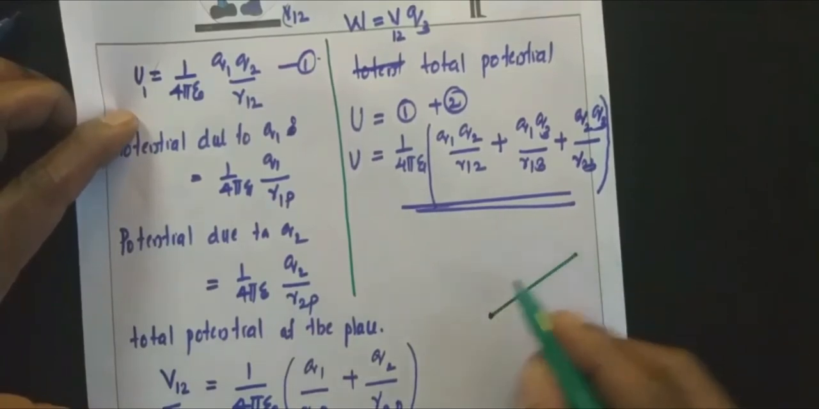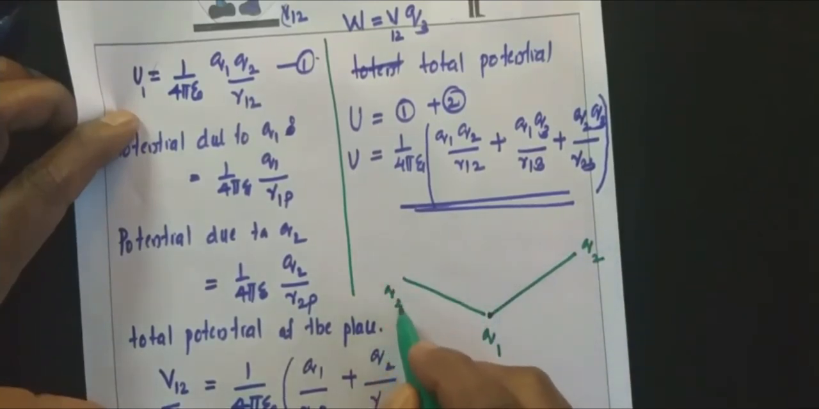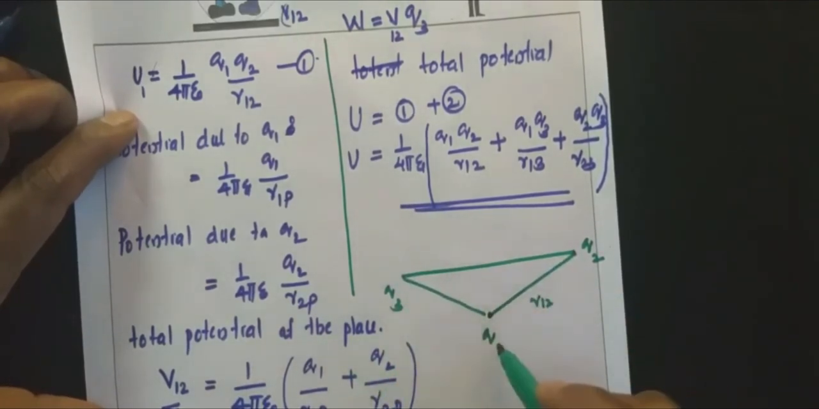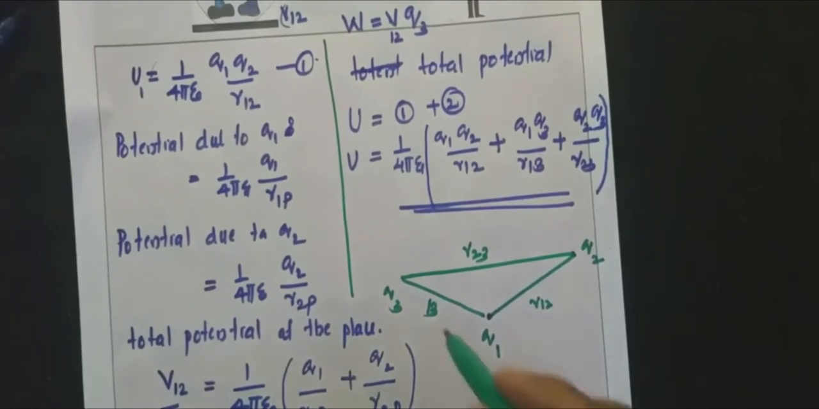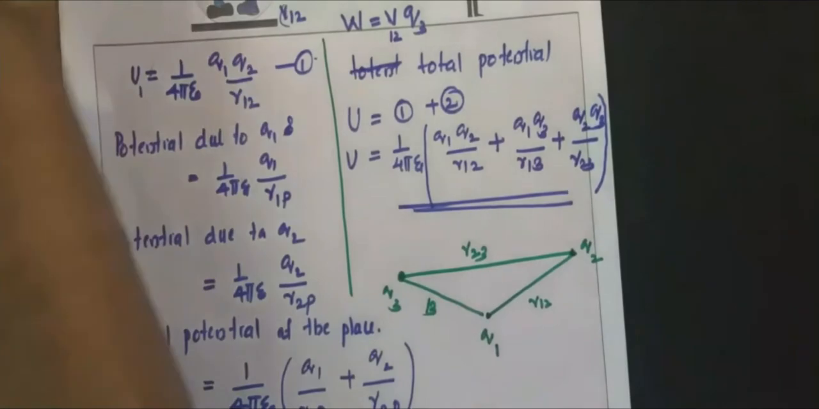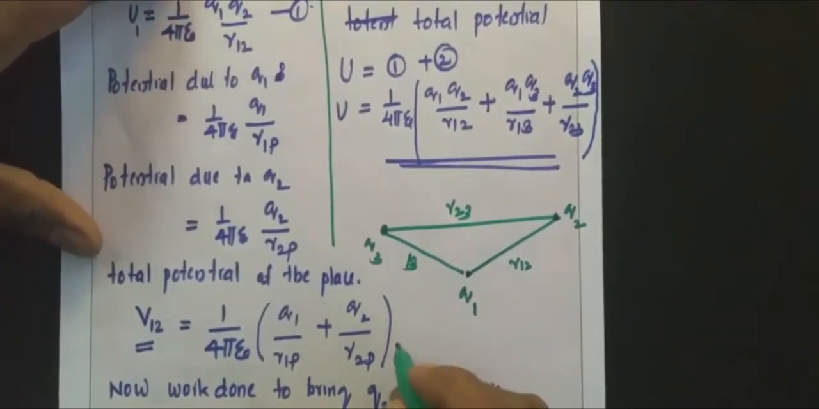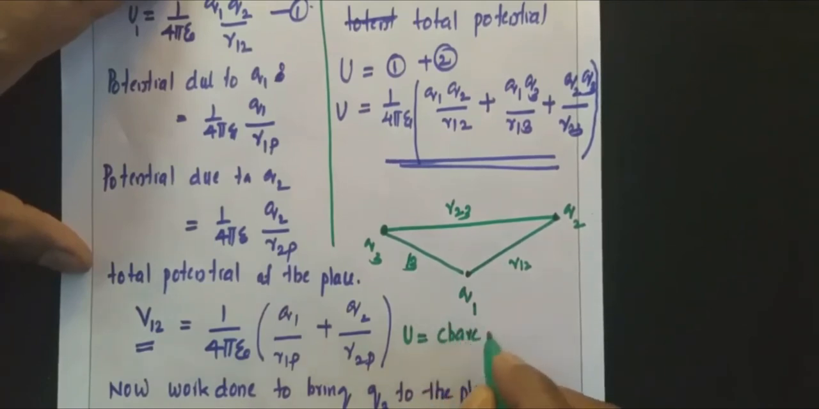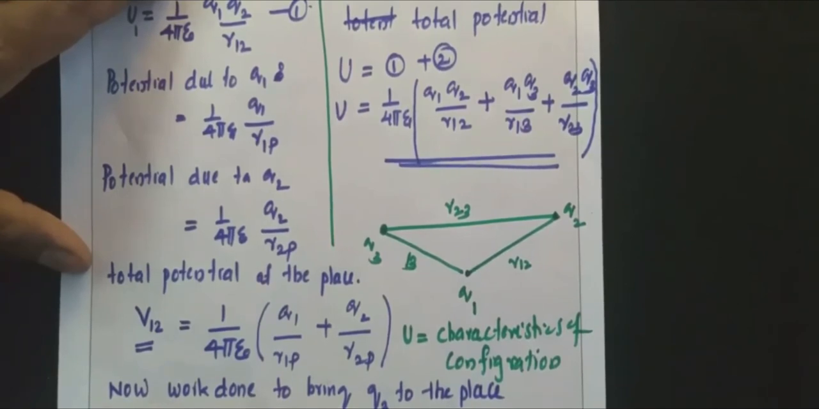Now let me try to represent this in a diagram. That is, the three charges located at three vertices of a triangle, Q1, Q2, Q3. So R12 is the distance between 1 and 2, R23 the distance between 2 and 3, and definitely R13 the distance between the first and the third charge. I told you that the potential energy is a consequence of the configuration of charges. So these three charges are kept like this, that is why there is a potential energy. So by changing the configuration, the potential energy will also change. So U is the characteristic of the configuration of charges. Remember, potential is a scalar quantity and the potential energy is conservative in nature.